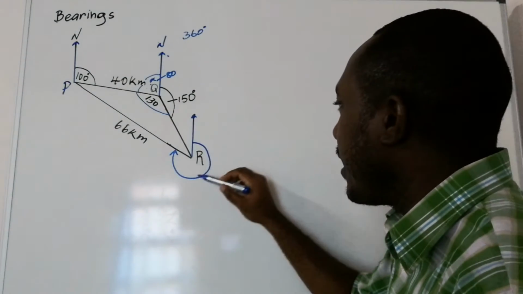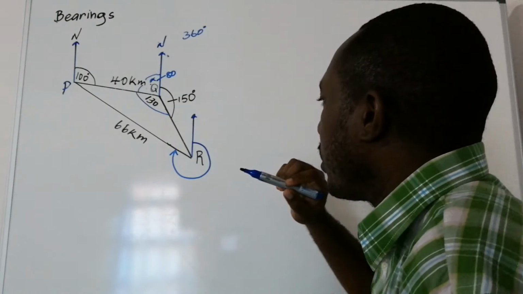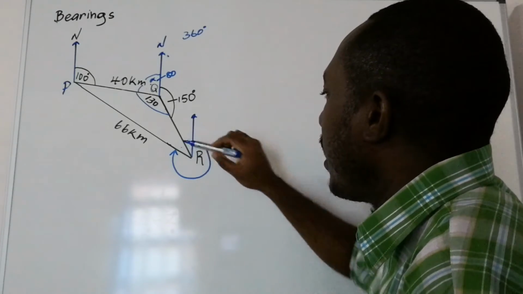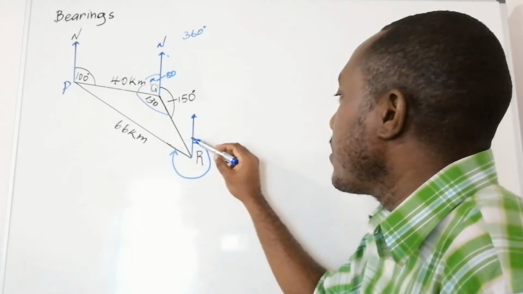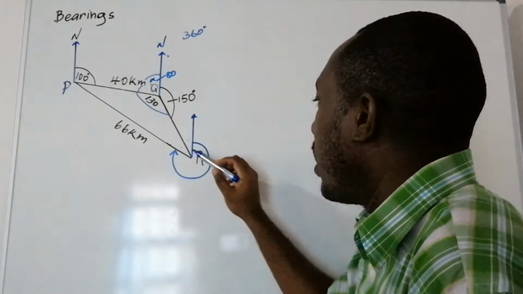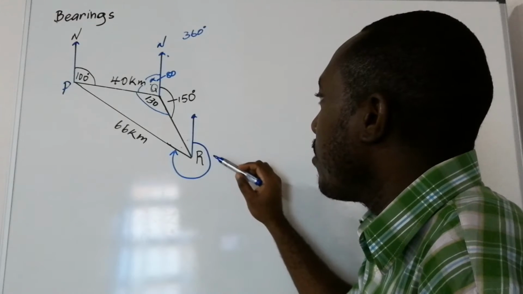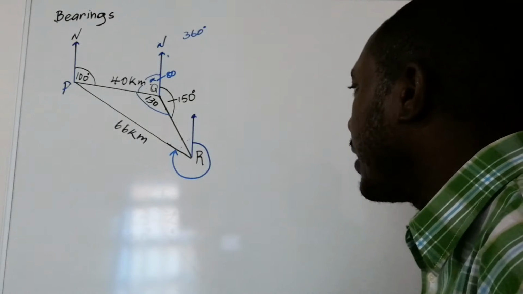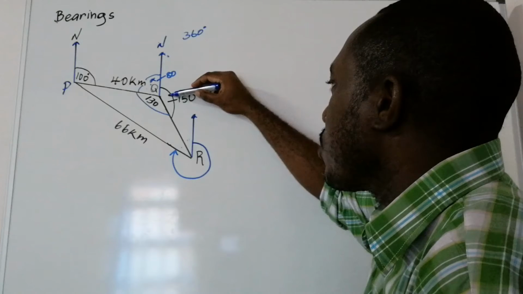Now, let us see what we're given, and let us see what it is we need. Since we need this angle here, what we can do is find these two angles and then subtract from 360. If we find these two angles and subtract from 360, we will get what the bearing of P from R is. So let us see how we can find that. Now, we know here is 150.